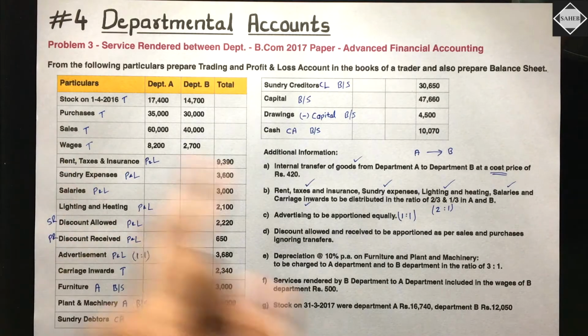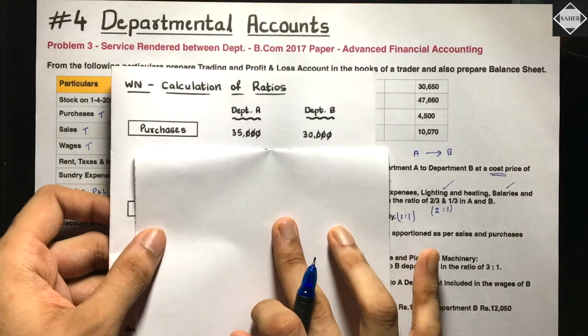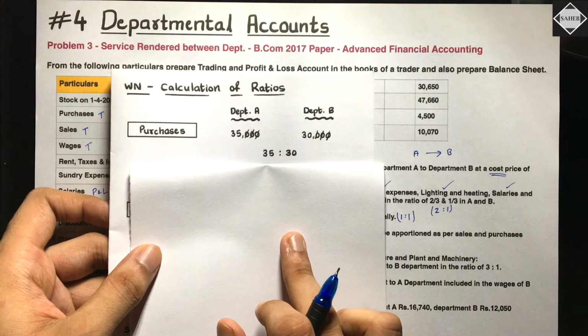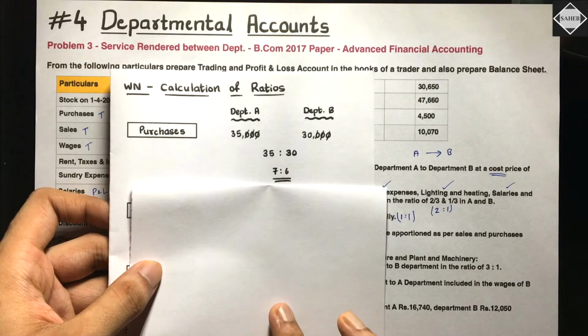It's really simple now. Purchase is 35,000 and 30,000. So see here, it's really simple. Just cut off all the zeros. 35 is to 30. Now just use the 5 table. 5 7s are 35, 5 6s are 30. 7 is to 6. That's the purchase ratio.